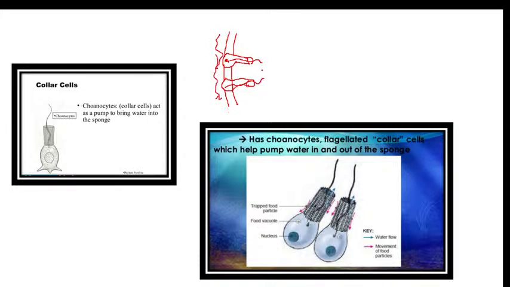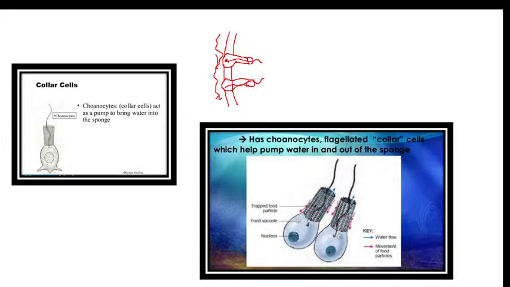So because of the flagella inside, what is this cavity? It is the spongiocele. This region is the spongiocele, and the movement of the cilia or flagellum helps in the movement of water into the sponge. So choanocytes are collar cells which help in pumping water into the sponge. Their movement helps bring water into the body of the sponge. So the choanocytes are flagellated cells which help pump water in and out of the sponge. Just see, you can see the water flow here.